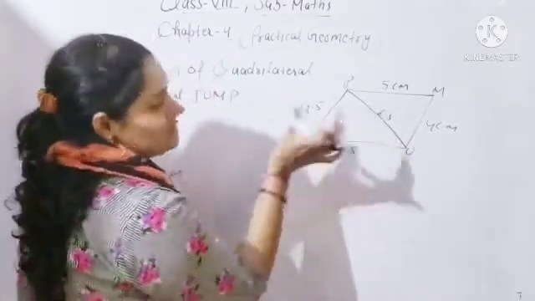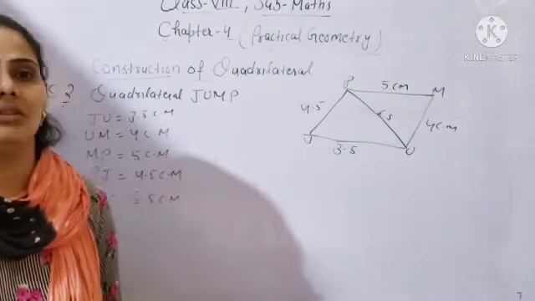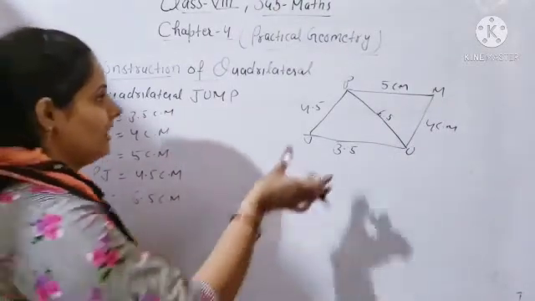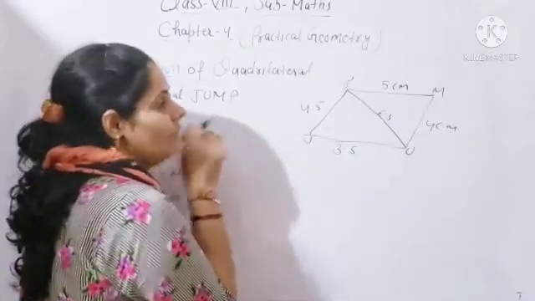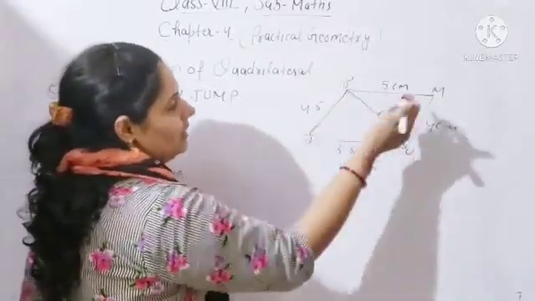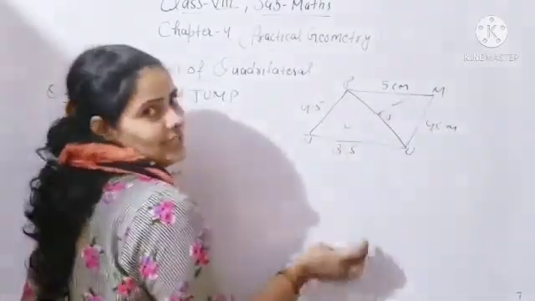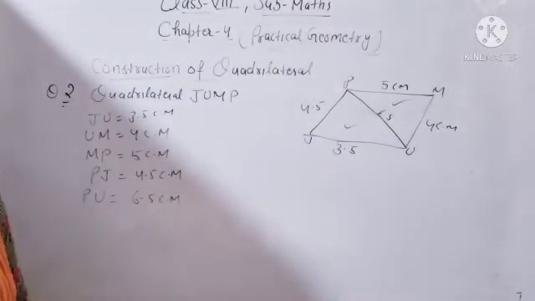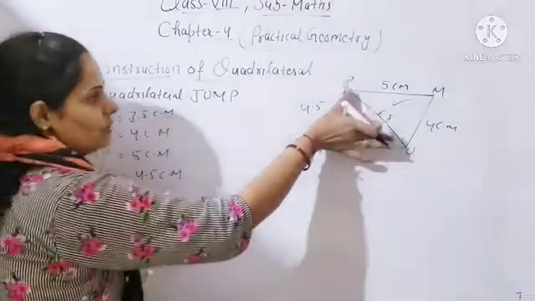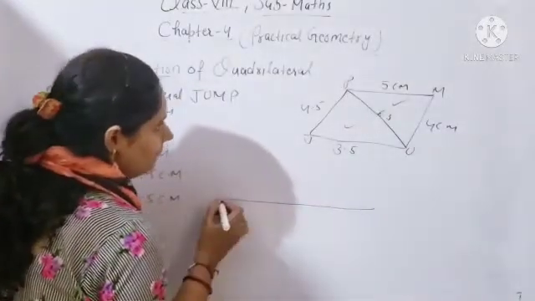Clear? Now first step, this is a rough diagram of the quadrilateral. Now you have to construct your quadrilateral. So first step, what will you do? You will draw the diagonal. On the left side and right side you can see this one is one triangle and this one is one triangle. You will make the upward side and downward side one by one. So first draw the line segment PU.